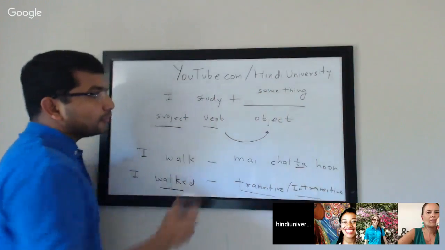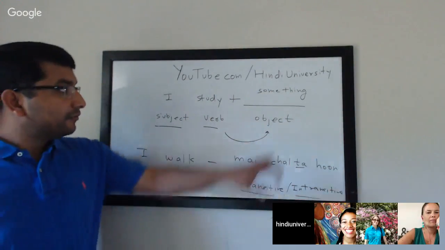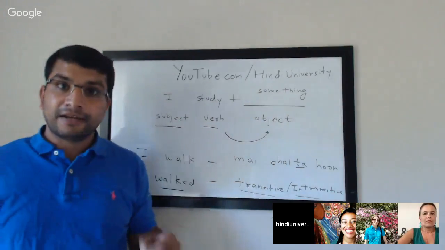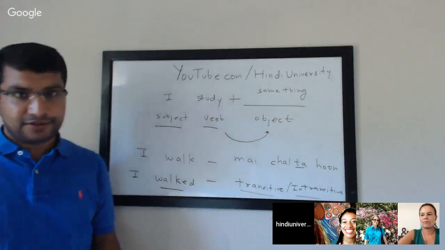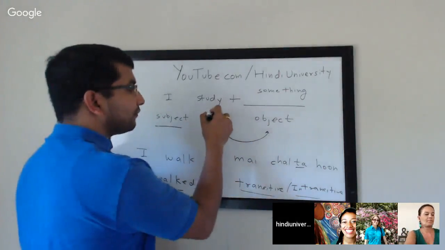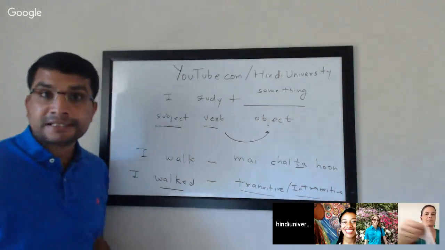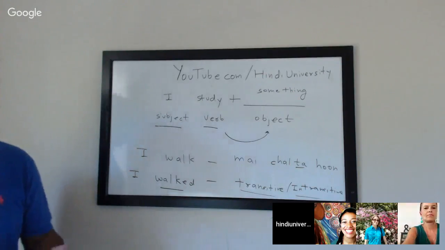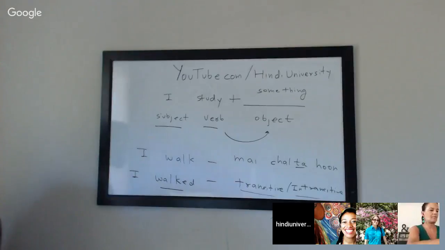So whenever there's a direct object, where you can use the verb and say something, and if it is making sense, that means it's a transitive verb. Okay, and if the formation of the verb plus something is not making sense, that means it's an intransitive verb. Now let's look at the examples of intransitive verbs.